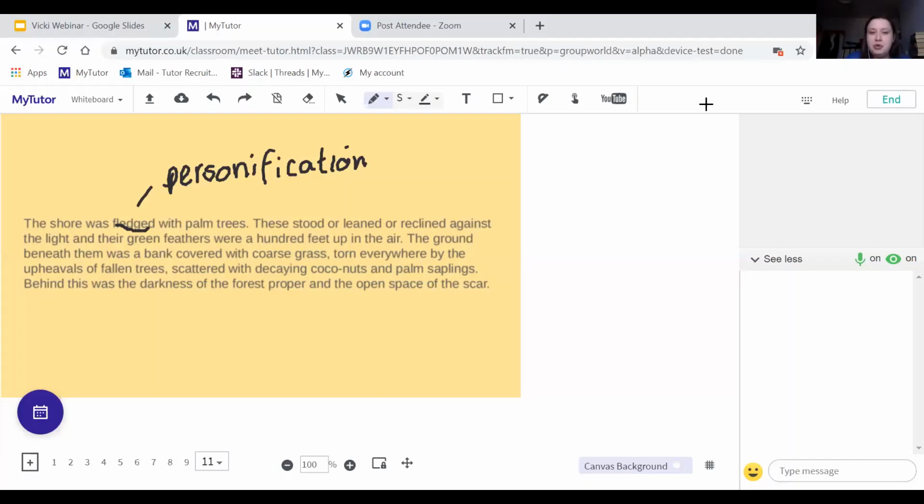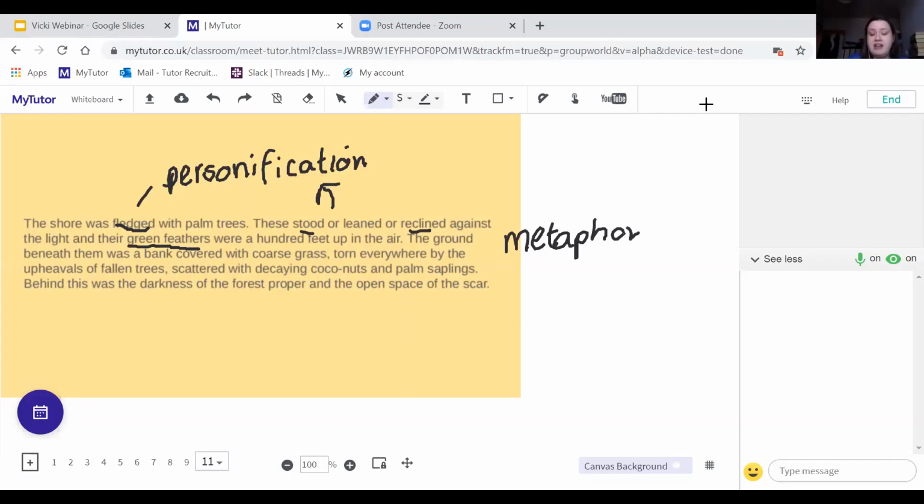These stood or leaned or reclined against the light. So our next question is palm trees. Can they stand? Can they lean? Can they recline? They can probably lean, we could say that, but in terms of recline and stood, we're linking back up to personification again. And they're green feathers, so this would be referring to the palm tree leaves itself. They're not literally feathers, so we can therefore say that that is a metaphor.